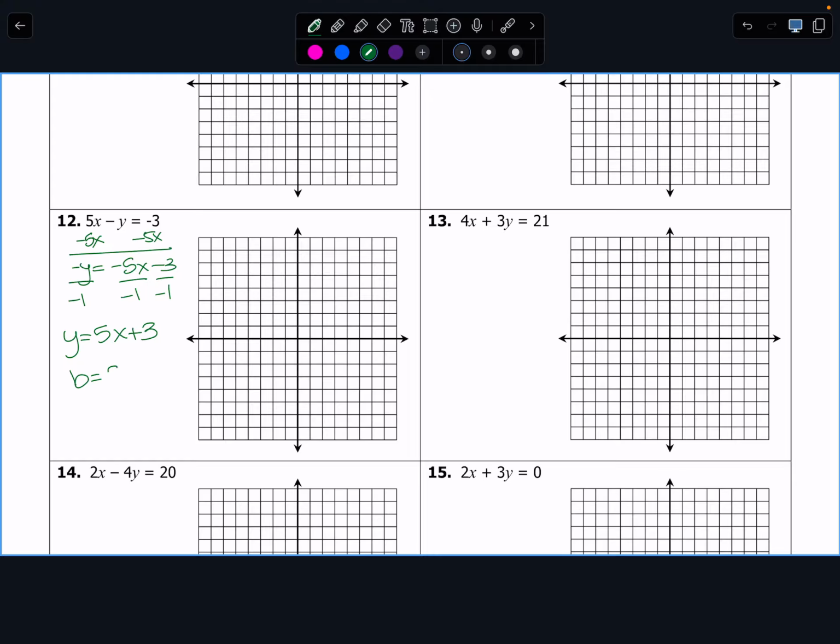Again, y-intercept is 3. My slope is 5 over 1. So I go up 2, 3, 4, 5, and over 1. And then I connect. Which we did, I think we've done it before already.